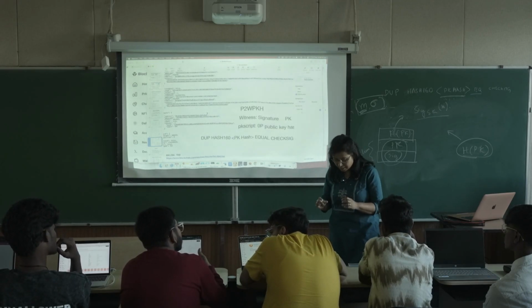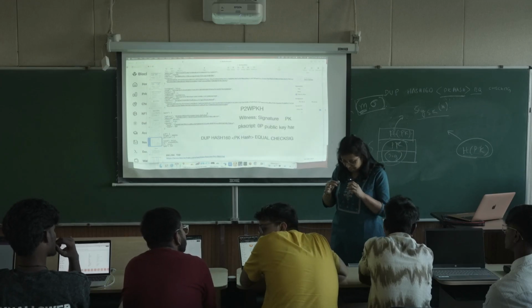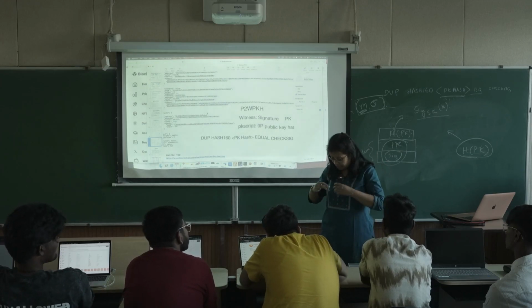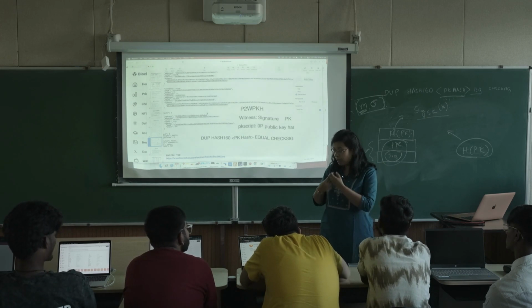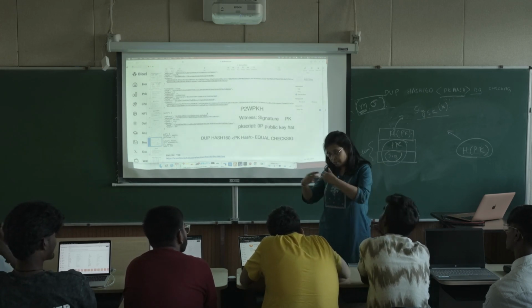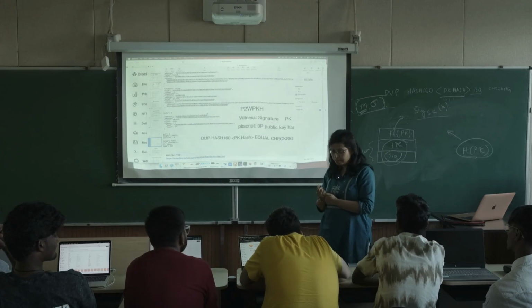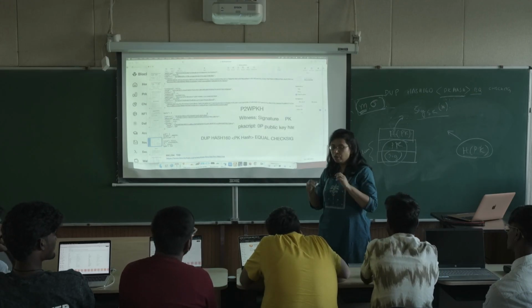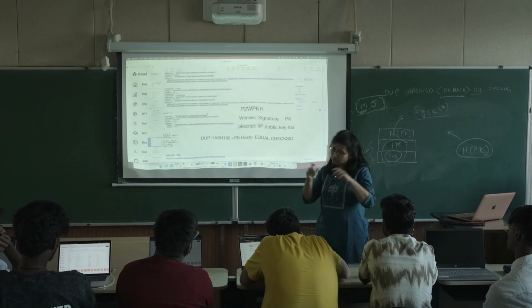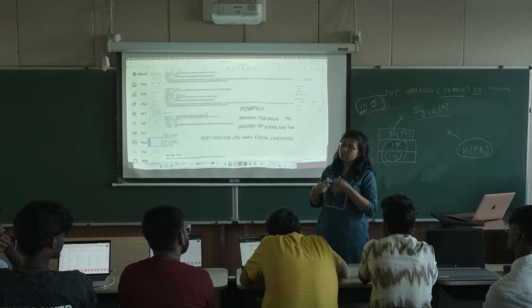The thing is that the signer alone has the secret key, so only the signer is authorized to sign. Someone else cannot sign on its behalf because they do not have the secret key. That's the main idea: no one else can sign because they will not have my secret key, only I will have my secret key, so I can sign.